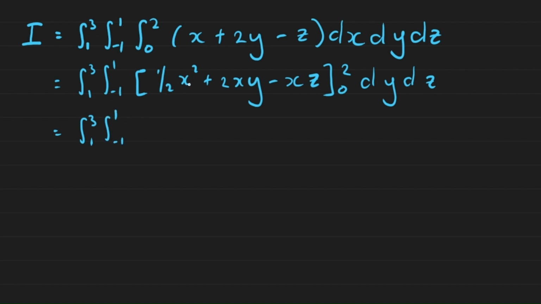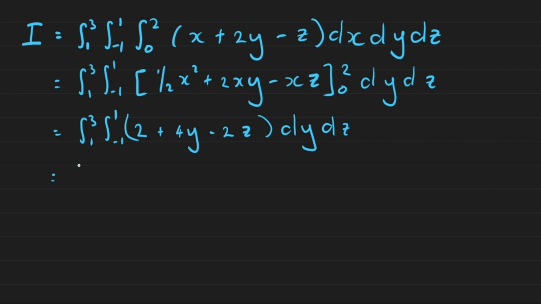And substituting in 2, we have 2 squared divided by 2, and that gives us 2. And then we have 2 times 2, so we have plus 4y. And minus 2 times z. And of course, substituting in 0 leaves us with no terms, as each one has x in it. So then we integrate with respect to dy and dz.